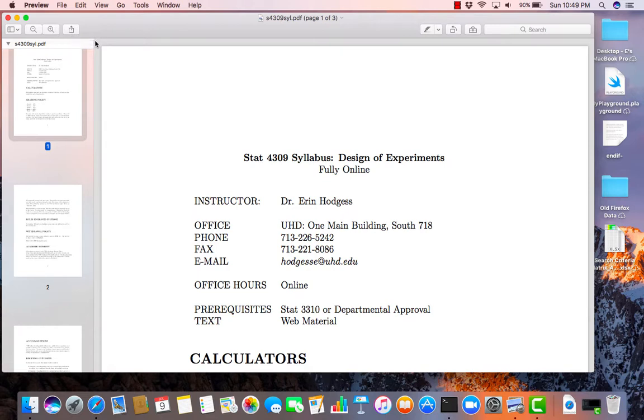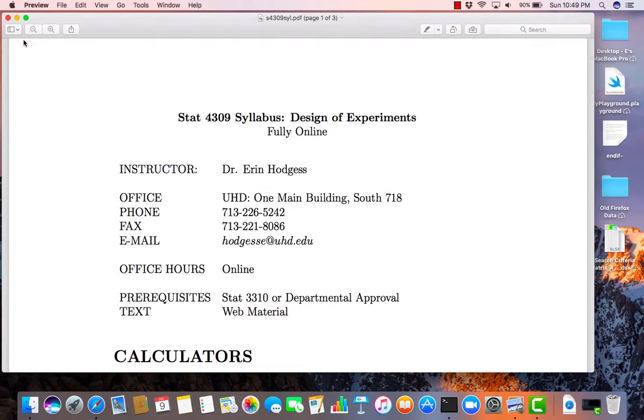So let me see if I can get it to expand nicely. Hide sidebar. There we go. Okay. So I like to go through this together since we can't see each other. And my office is in South 718. And there's the number, and you're most likely to get me via email.